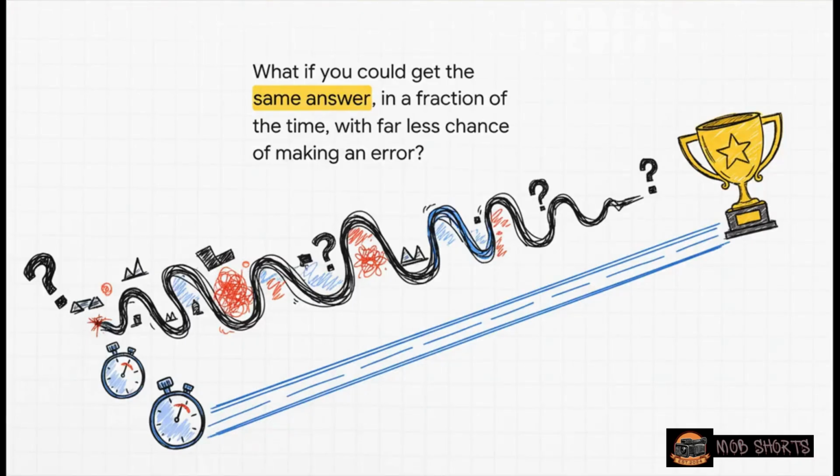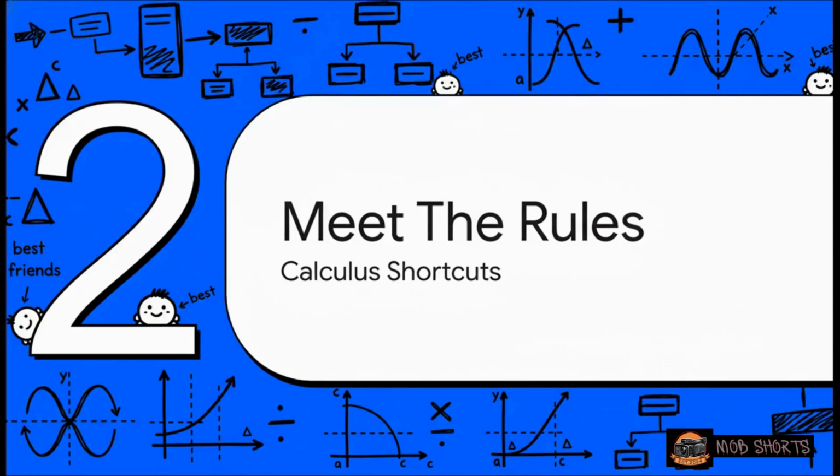But what if I told you there's a better way, a way to get the exact same answer, but in a tiny fraction of the time, with way less risk of making a mistake? Well, the good news is, there is. Okay, let's pull back the curtain. Meet your new best friends, the rules of differentiation. Instead of one giant, scary formula, we have a few simple, powerful rules that work together. Seriously, mastering these is a total game changer.